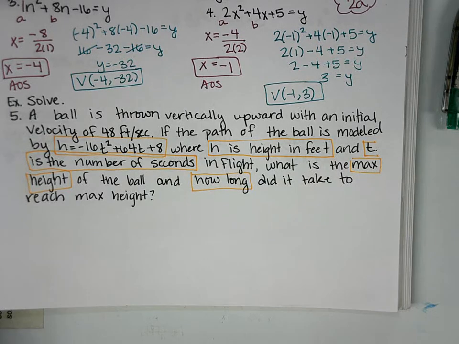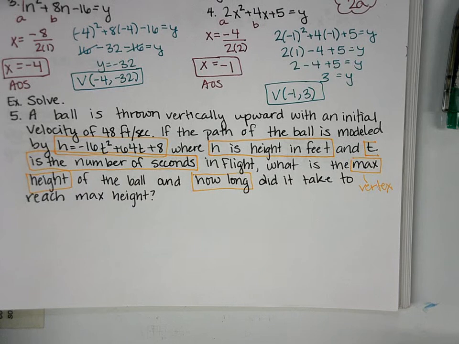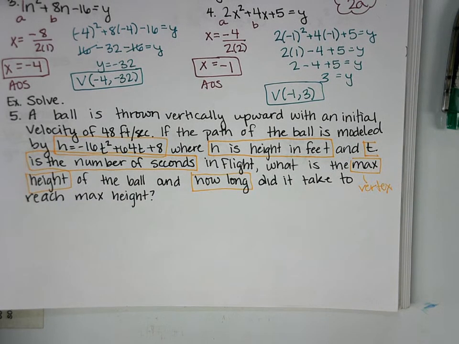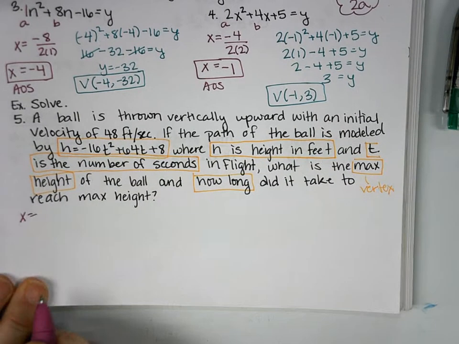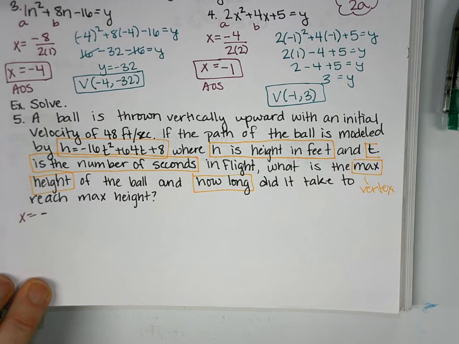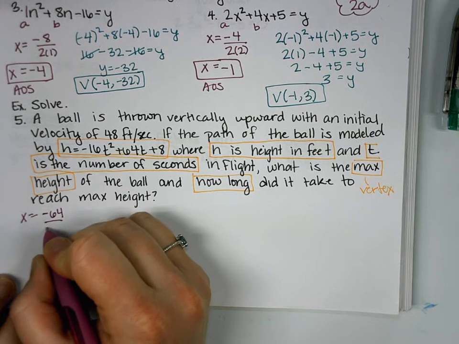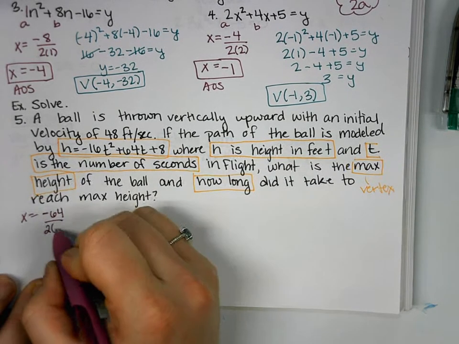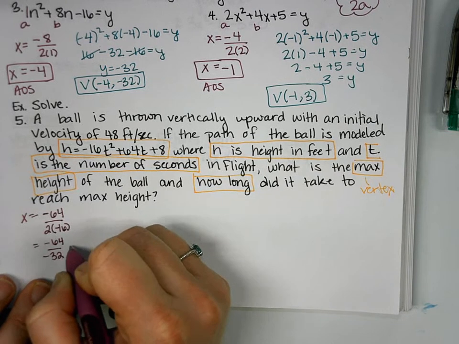Okay, what's another word for max? Vertex. So what do you think we need to do here? What do we need to find? The vertex. So we're going to do exactly what we just did on 3 and 4 with our equation to find the vertex. So start with your axis of symmetry. So what's our B term from our equation? Okay, but what's B up here? 64. Over 2, what's A? Negative 16.